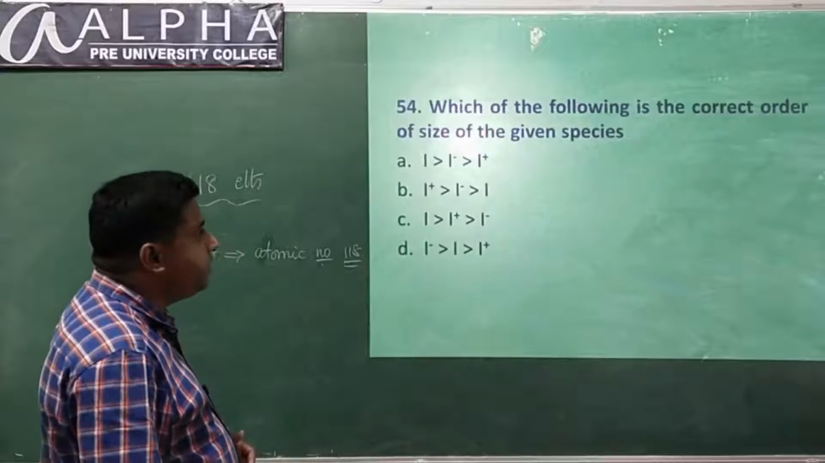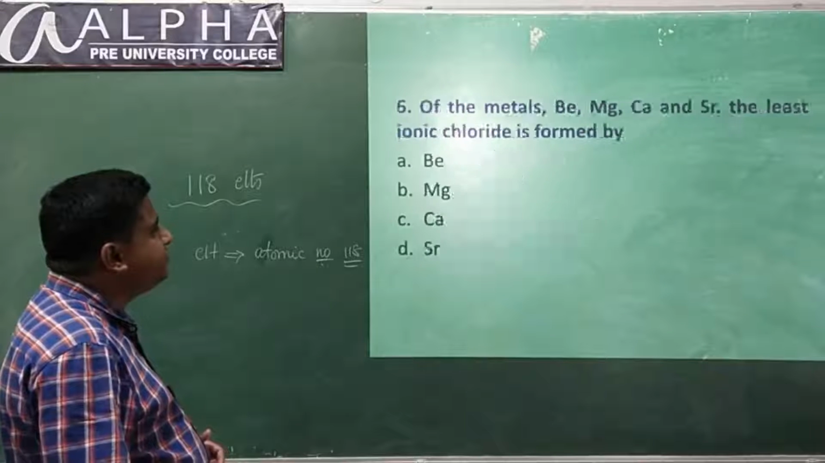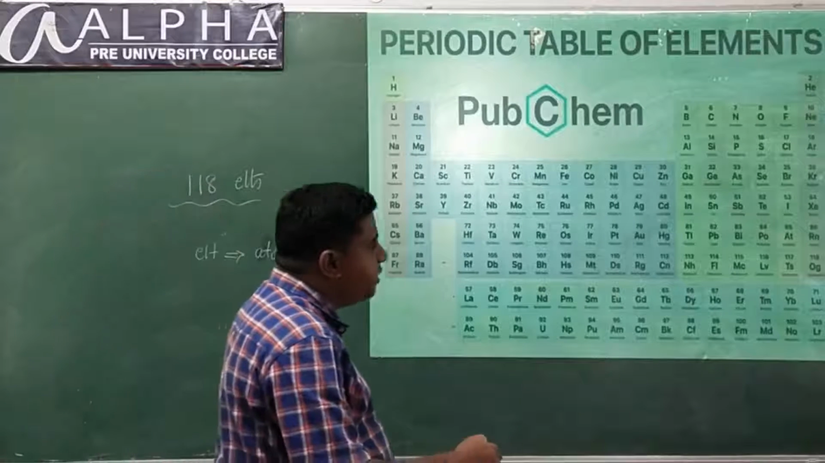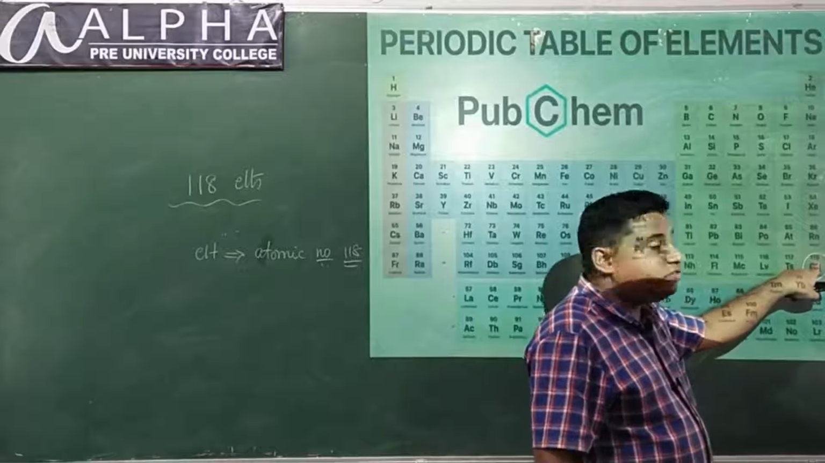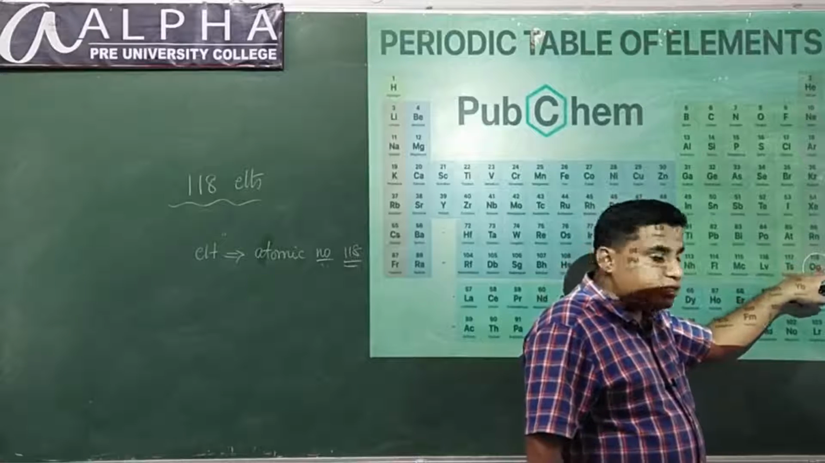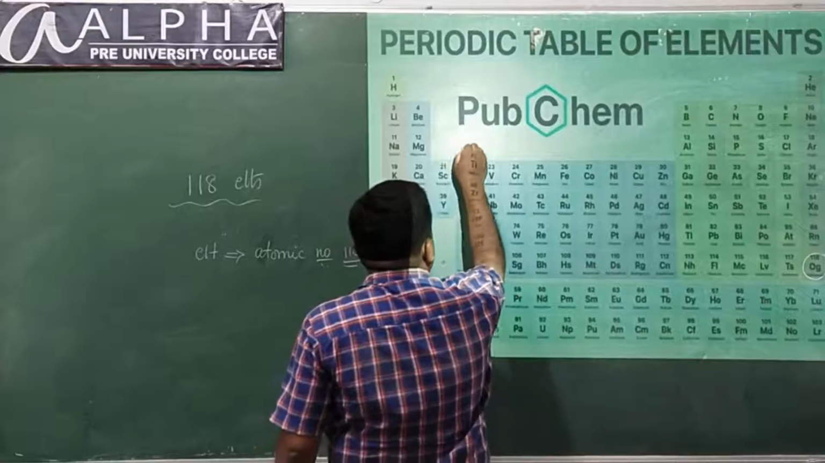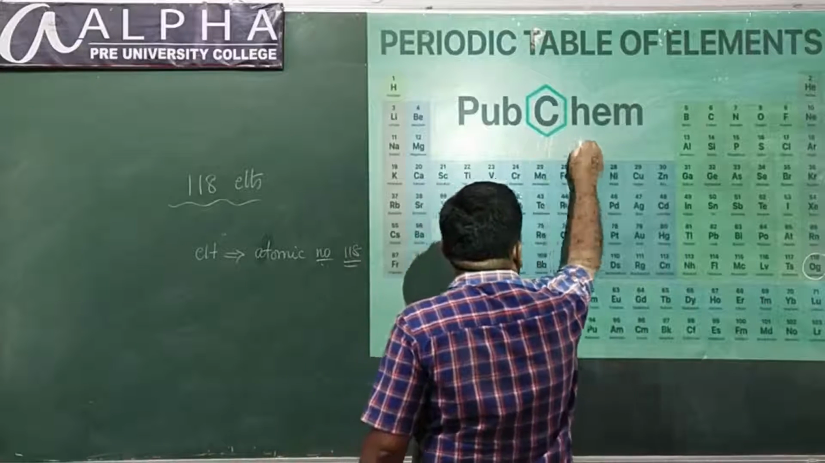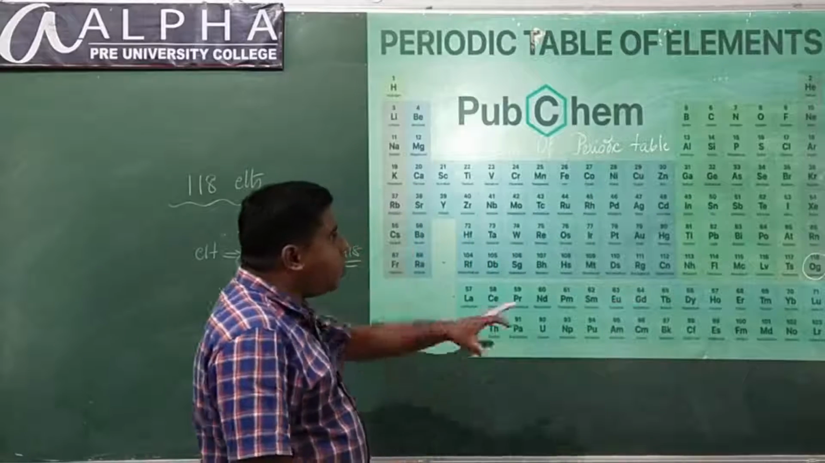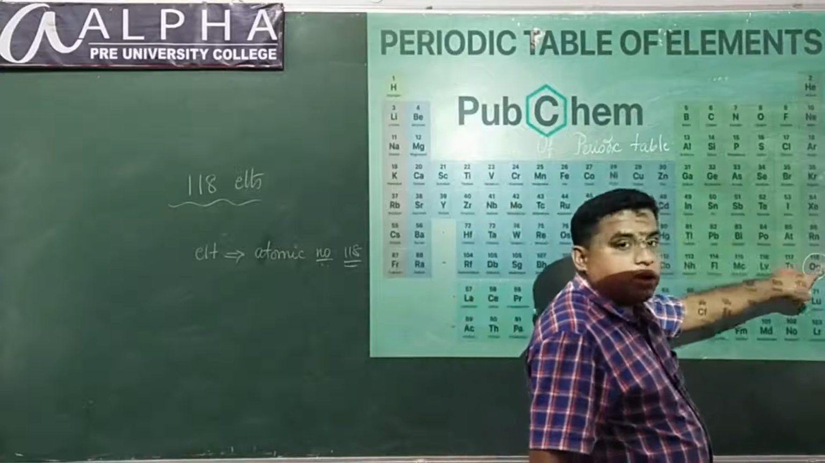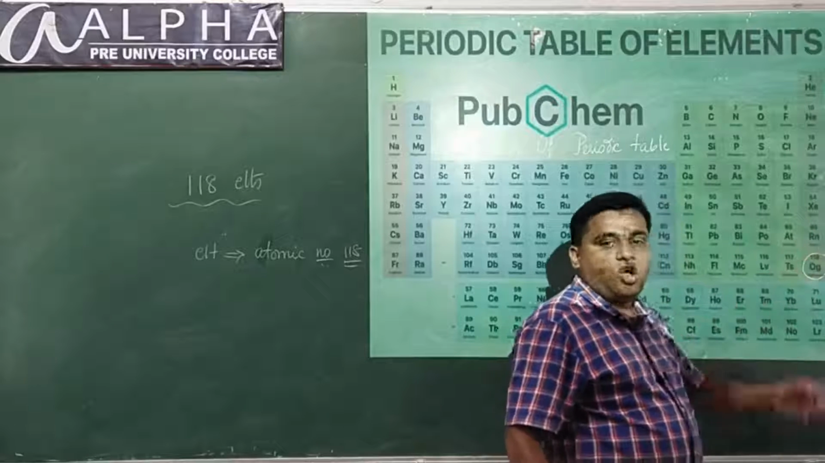If you can observe the periodic table here, the last element is oganesson, whose atomic number is 118. This is the last element of the periodic table. If you want to accommodate any element with atomic number more than 118, it cannot be accommodated. We call this entire periodic table the long form of periodic table, and it is designed only up to atomic number 118. Beyond that, we cannot accommodate those elements.